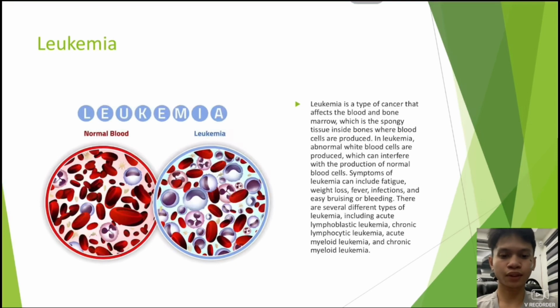There are several different types of leukemia, including acute lymphoblastic leukemia, chronic lymphocytic leukemia, acute myeloid leukemia, and chronic myeloid leukemia.